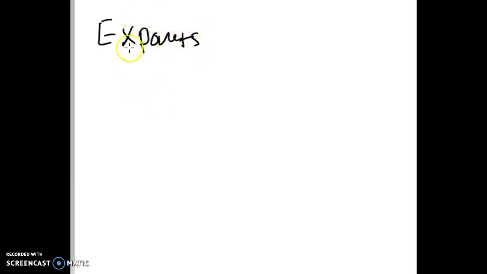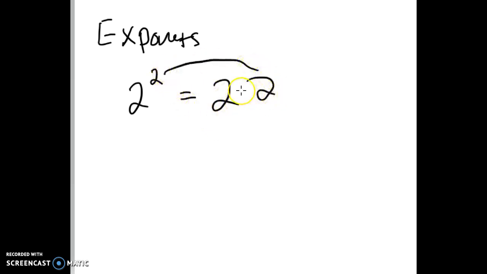Forgive my horrible writing, but the exponents are when you take a number, the same number, and multiply it by itself and how many times you should do that. For example, if we have 2 to the power of 2, that would equal 2, and then we multiply it twice, 2 times.